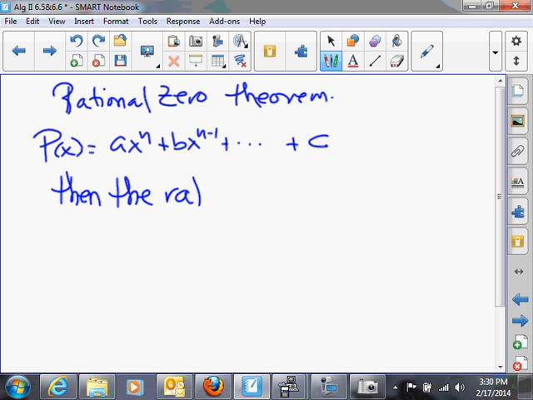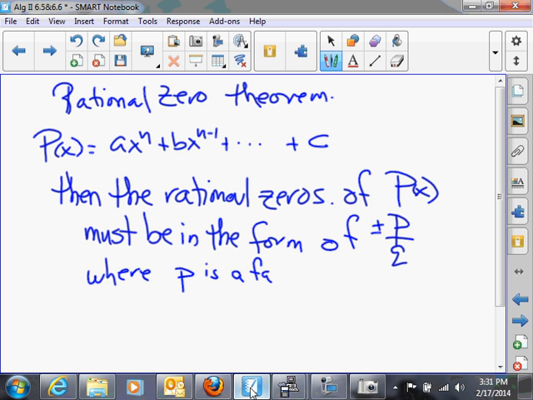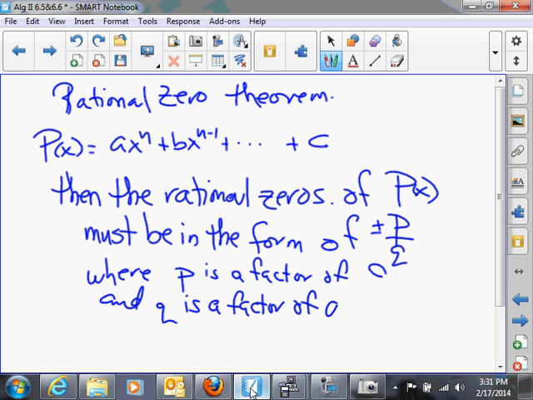the rational zeros of p of x must be in the form of p over q, where, plus or minus p over q, where p is a factor of the constant, in this case c, and q is a factor of the leading coefficient, in this case a.